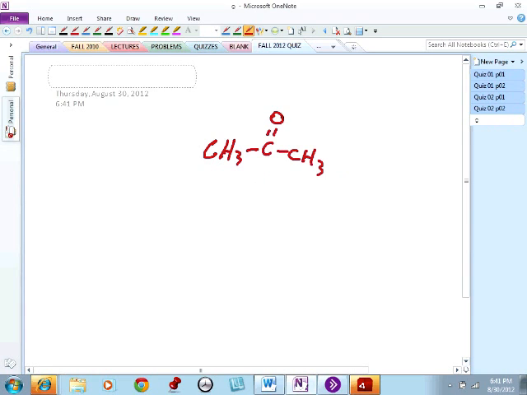What is the hybridization of this oxygen? Yes, what is it? sp2. Okay, why? It has how many non-bonding pairs of electrons? 2. Okay, so it has 2 non-bonding pairs of electrons.